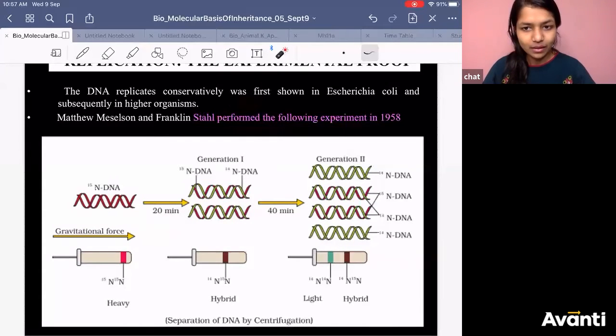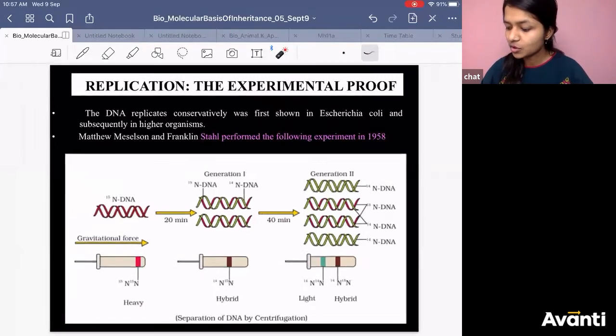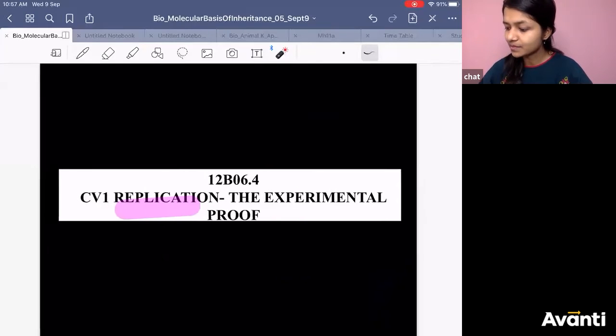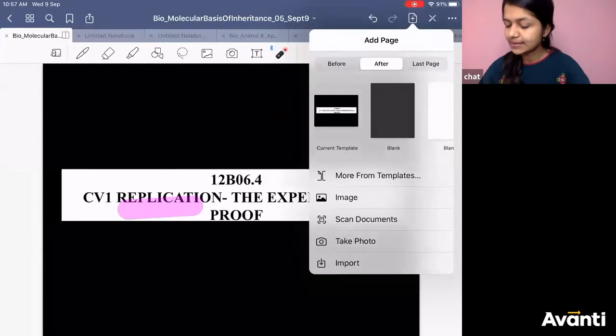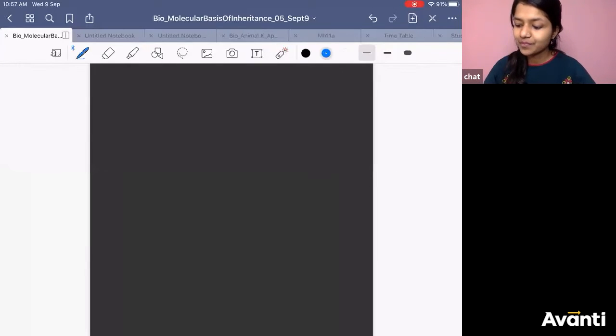E. coli, the bacteria E. coli, that will have DNA, right? So that E. coli bacteria was grown in the medium having nitrogen. Okay? You will not understand like this if I say. I will explain like this. What was done by Meselson and Stahl? E. coli.